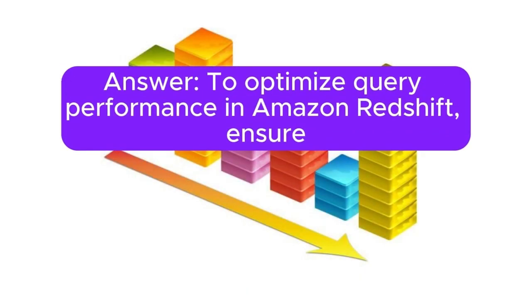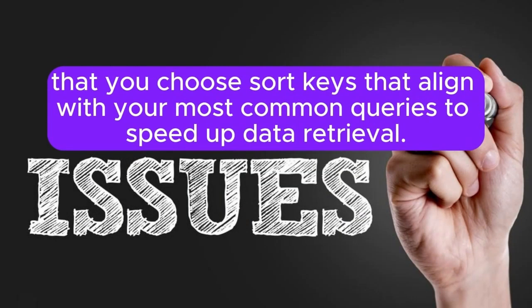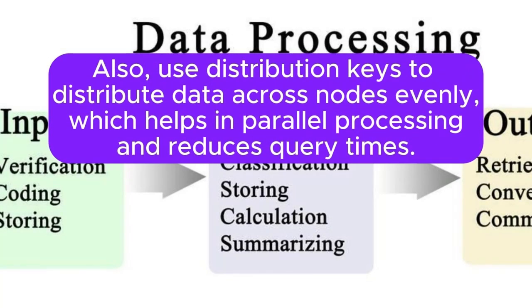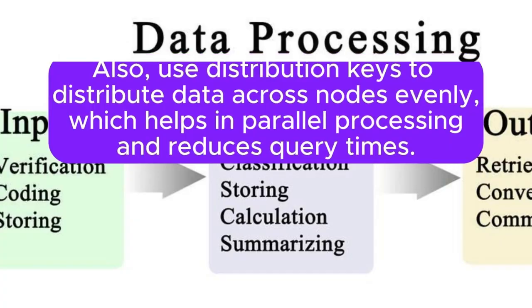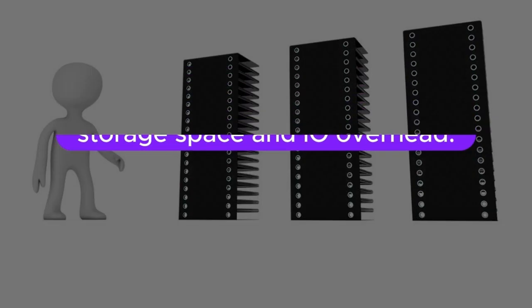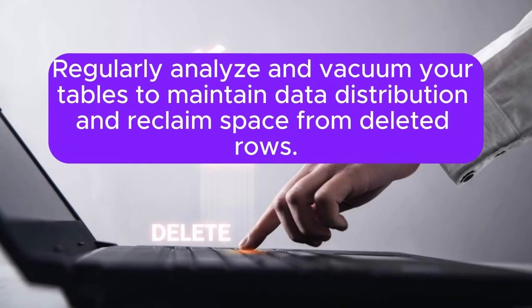Answer. To optimize query performance in Amazon Redshift, ensure that you choose sort keys that align with your most common queries to speed up data retrieval. Also, use distribution keys to distribute data across nodes evenly, which helps in parallel processing and reduces query times. Compression encodings should be appropriately applied to reduce storage space and I/O overhead. Regularly analyze and vacuum your tables to maintain data distribution and reclaim space from deleted rows.